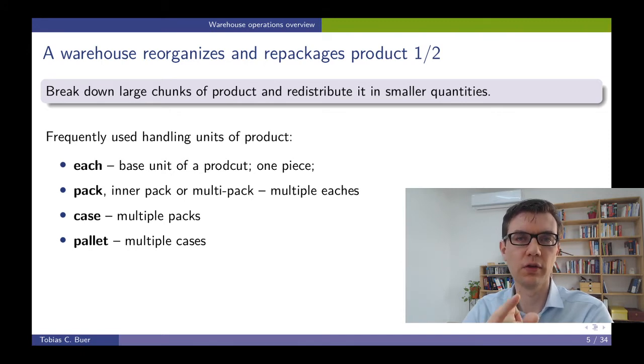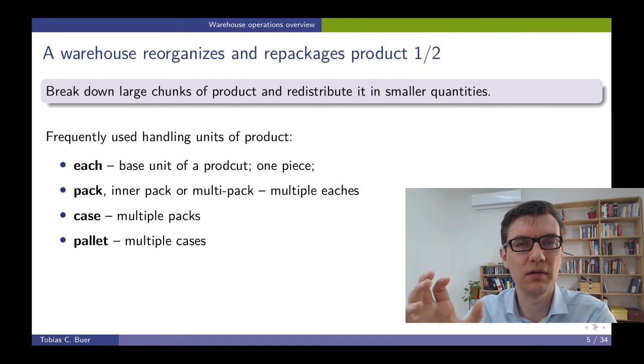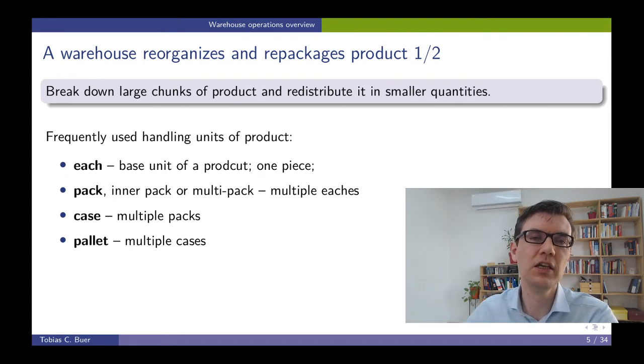This is often also the biggest storage unit. One pallet consists of several cases, and a case usually consists of several packs, and a pack might be broken down either into inner packs or just the actual pieces, which we sometimes also call eaches.